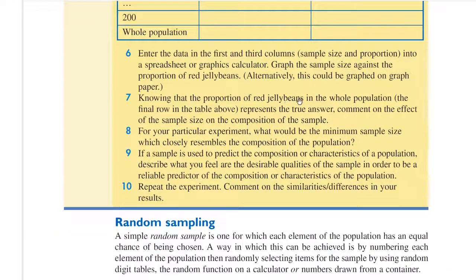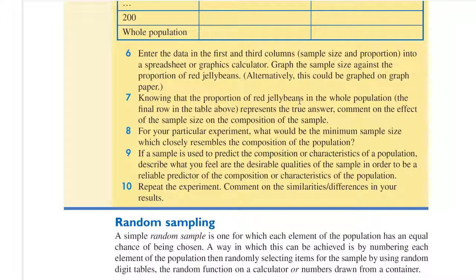Now we're going to enter this data into a spreadsheet, and then we're going to graph the proportion. And this is important because we're going to look at what's called long run proportion, and that's when the line starts to go flat. So knowing that the proportion of your colour in the whole population, that's the final row, represents the true answer. Now comment on the effect of the sample size for the composition of the sample.